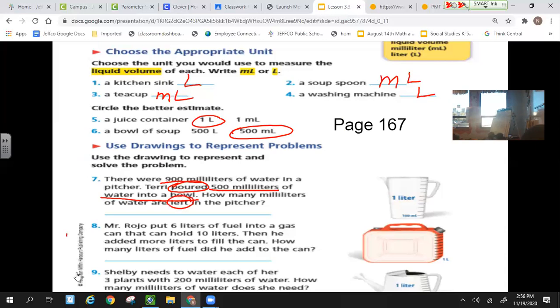Go ahead and solve that, and then tell me when you are ready by raising your hand. Make sure you write your equation. Read it to yourself again if you're not sure.